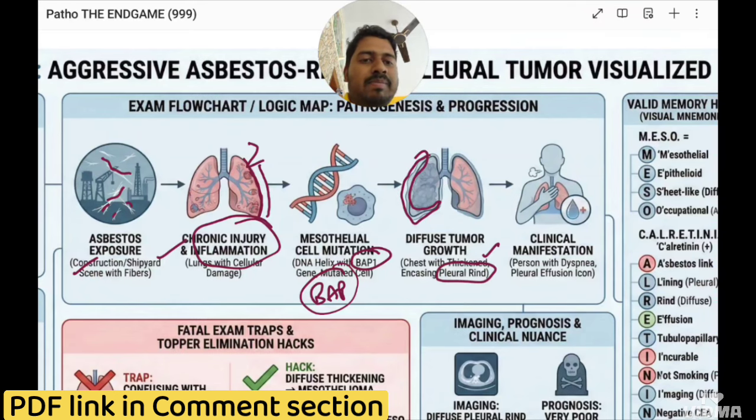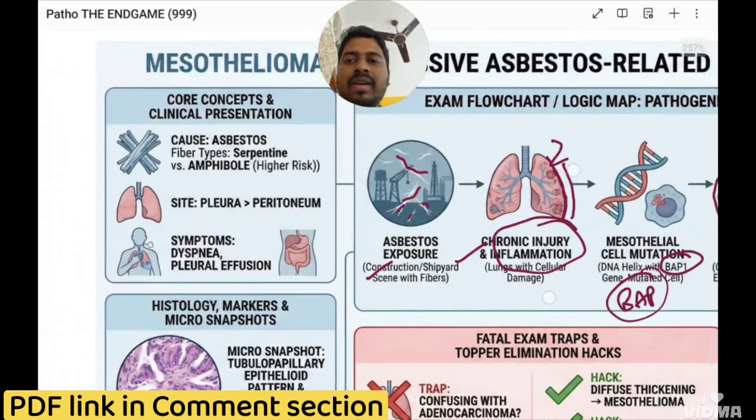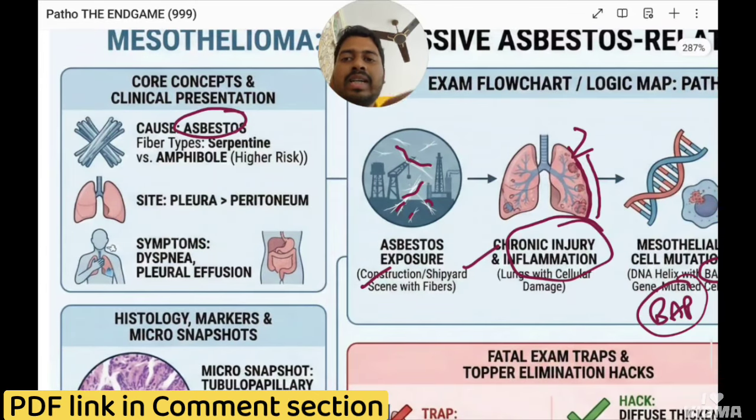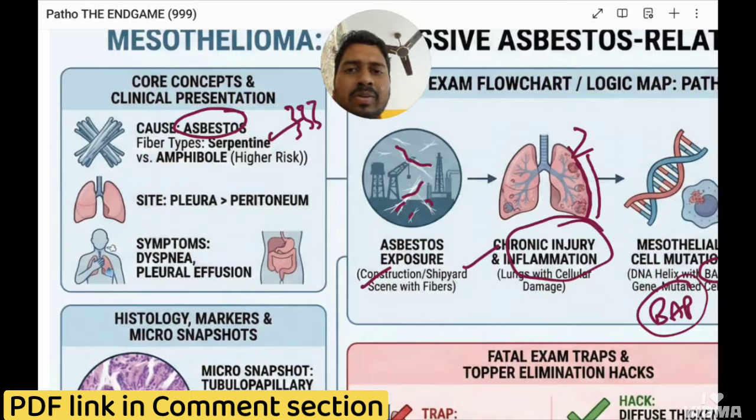And then manifestations come. Most common is the pleural effusion. Okay, so the cause is asbestos, and there are two types of asbestos fibers. One is serpentine fibers, which are curly, low-risk fibers, and the other is amphibole fibers, which are high risk, long fibers.